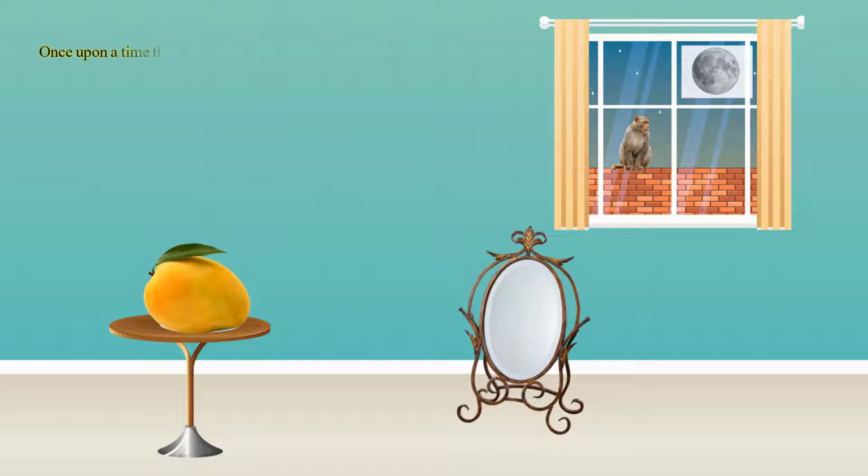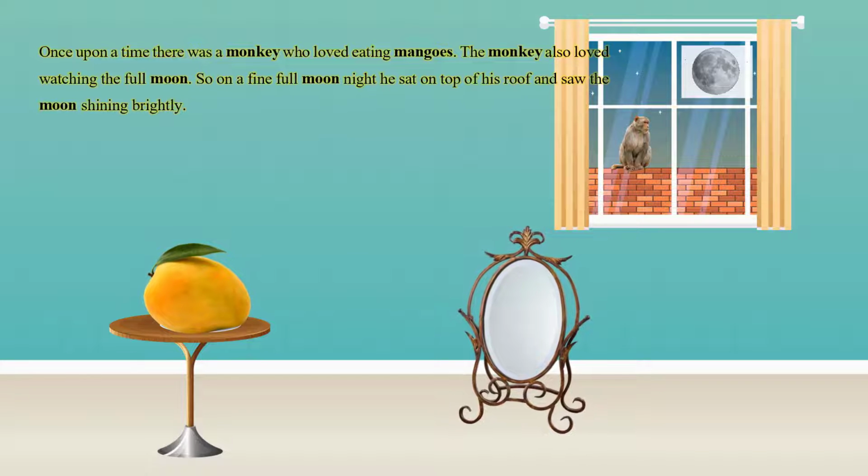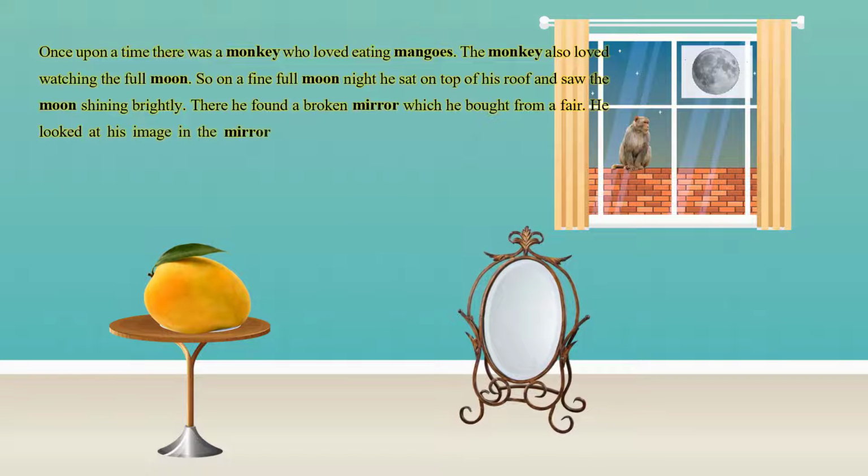Once upon a time, there was a monkey who loved eating mangoes. The monkey also loved watching the full moon. So, on a fine full moon night, he sat on top of his roof and saw the moon shining brightly. There he found a broken mirror which he bought from a fair. He looked at his image in the mirror and started making funny faces at it while eating mangoes.